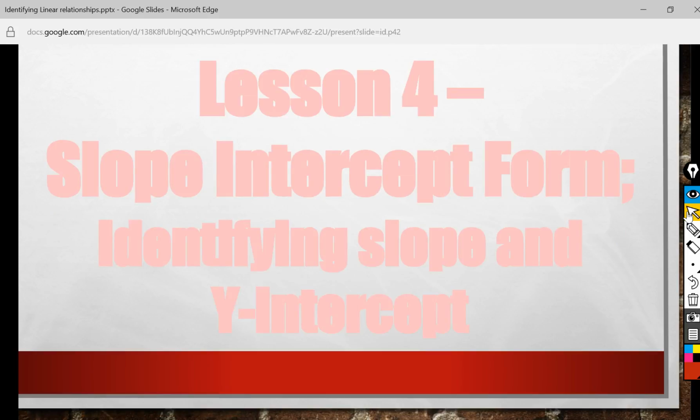So lesson 4, slope-intercept form, identifying slope and y-intercept. Again, this is stuff we've already covered, but in case you didn't understand it the first time, or for whatever reason you missed it, this is a great review. So let's go over it again.